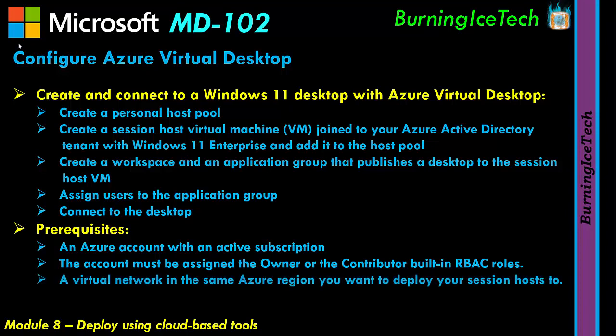Point 3, a virtual network in the same Azure region you want to deploy your session hosts in. The virtual network is to connect your virtual machines to one another. But if this virtual network is not in the same region, it's not going to do you any good. It has to be in the same region. So if you're going to choose North America, make sure you choose North America for everything. If you're going to choose Eastern Europe, make sure you choose Eastern Europe for everything. I'm just using those as examples, guys.